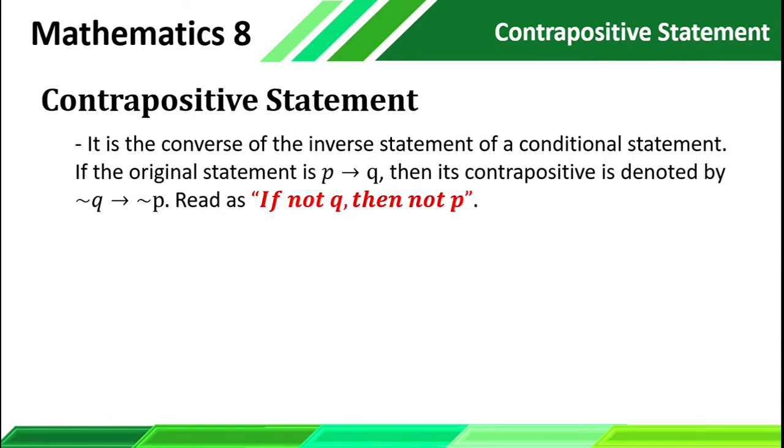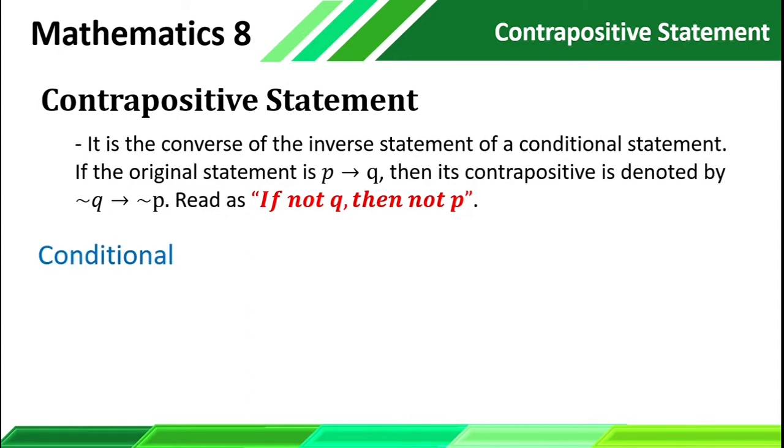Next, let's have our contrapositive statement. It is the converse of the inverse statement of a conditional statement. If the original statement is P implies Q, then its contrapositive is denoted by not Q implies not P, read as if not Q, then not P.